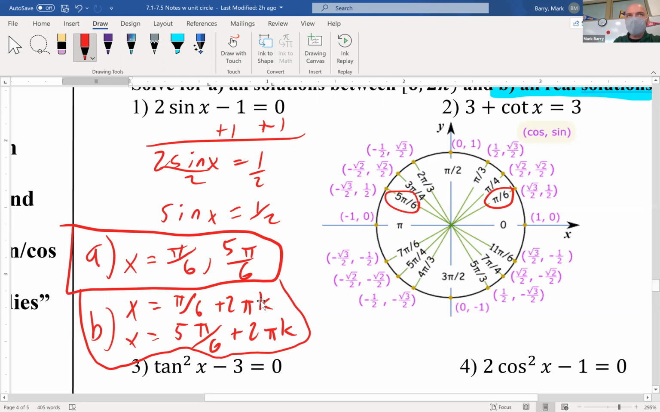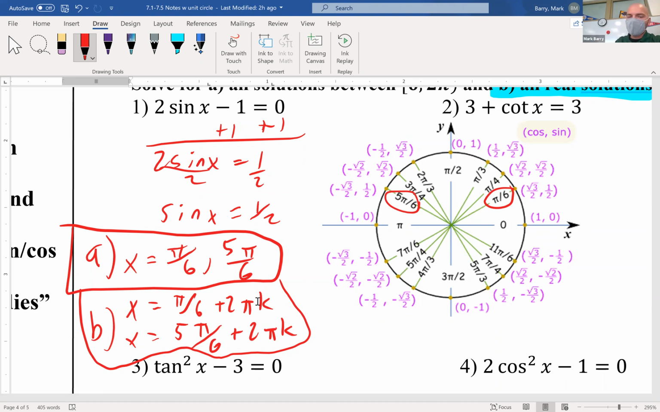If K is 2, that means take 2 trips around the circle, end up in the same spot. That would be 25 pi over 6, and that's another correct answer. So every time I plug in another integer for K, I get another correct answer. I don't actually have to do that, but it's saying that if I wanted to, I could, okay?